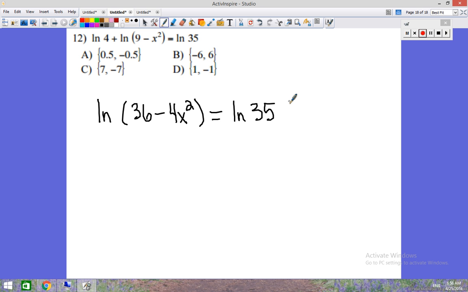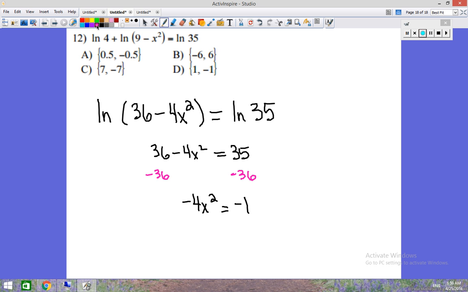So remember that exponential functions and log functions are one-to-one. If these two numbers are the same and the bases are the same, these arguments have to be the same. So this 36 minus 4x squared is the same value as 35. Alright, so we want to get our variable by itself. Let's subtract 36 from both sides. Do not forget the negative sign that's in front of your term that has your variable.